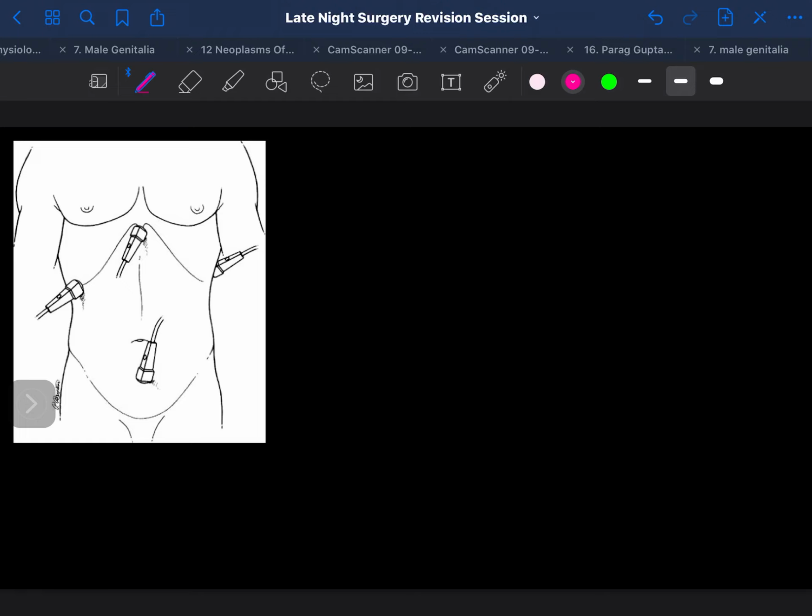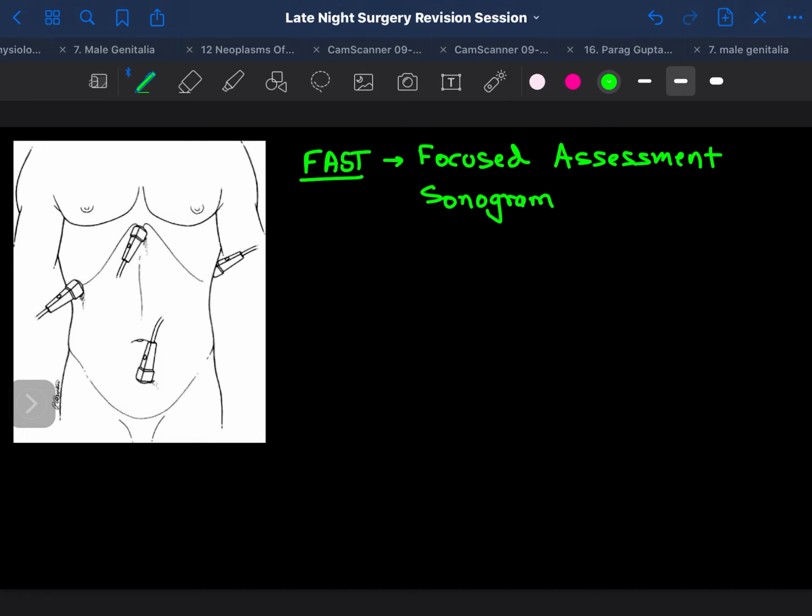Now moving on, let's talk about this. What you are seeing on your screen is what is called FAST. What is this FAST, guys? FAST stands for focused assessment sonogram for trauma. Okay, what does it stand for? It stands for focused assessment sonogram for trauma.